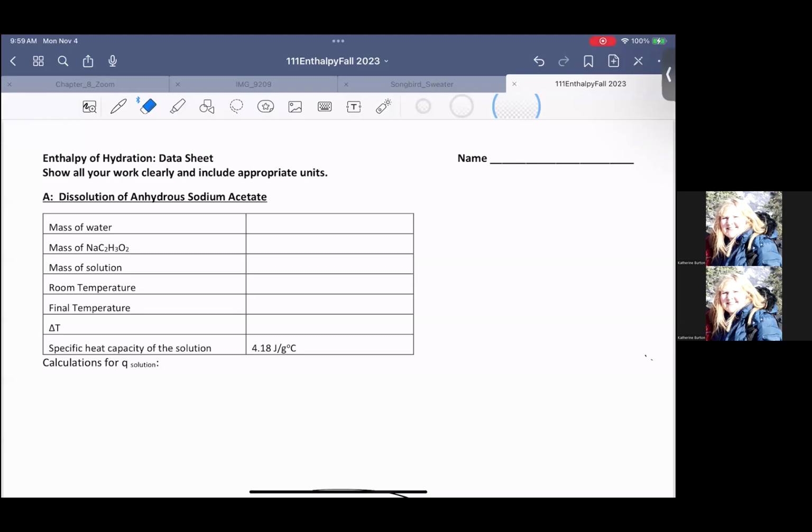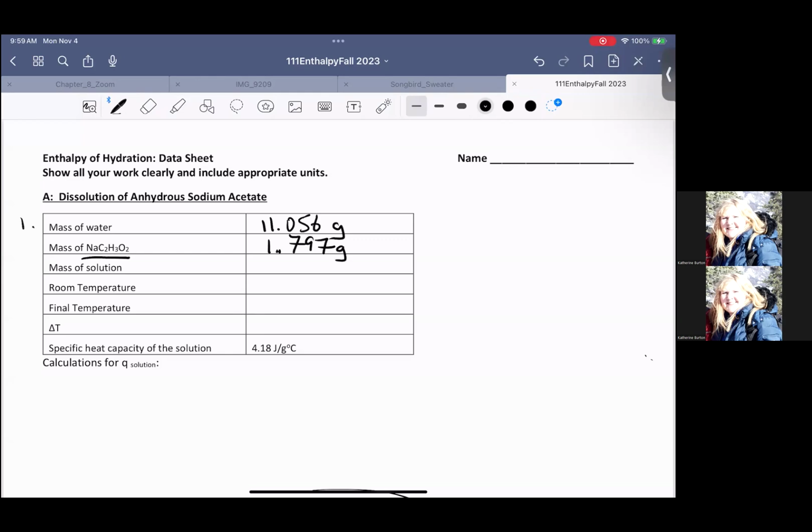All right, looking at the enthalpy of hydration lab. So using some data here, I'm going to make a note: your numbers might be a little different. This amount of change in temperature is particularly large, but let's just work with it. We're starting out here with 11.056 grams of water and 1.797 grams of the sodium acetate.